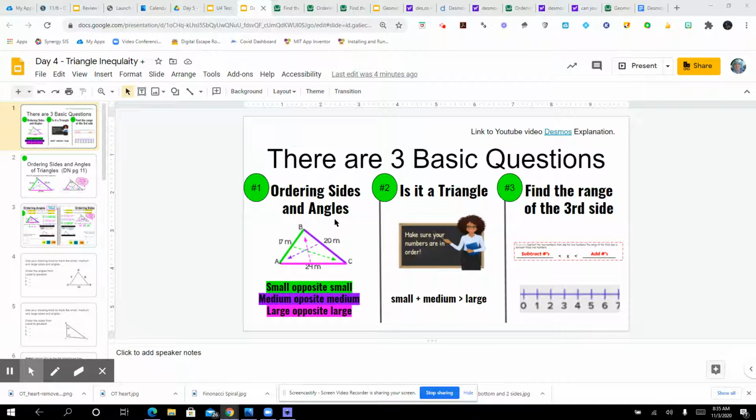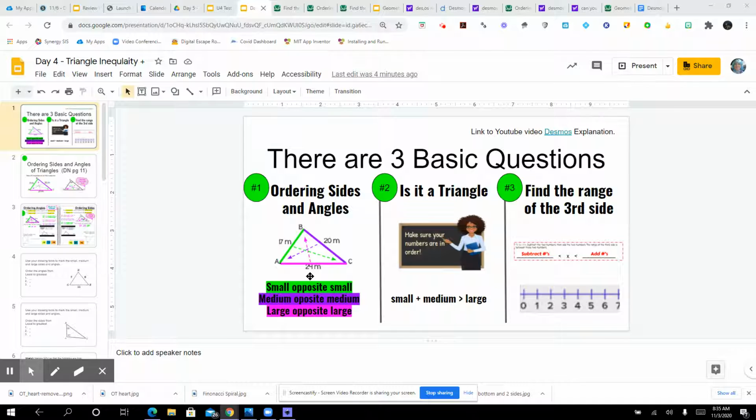So let's start with number one, ordering sides and angles. You'll notice we have a small side labeled in green: 17 is smaller than 20 and 24. We've got a medium side labeled in purple because 20 is bigger than 17 and smaller than 24. And then 24 being the biggest number, that pink side is the biggest side.